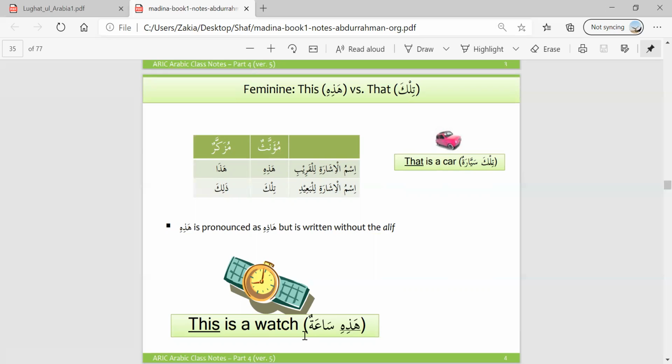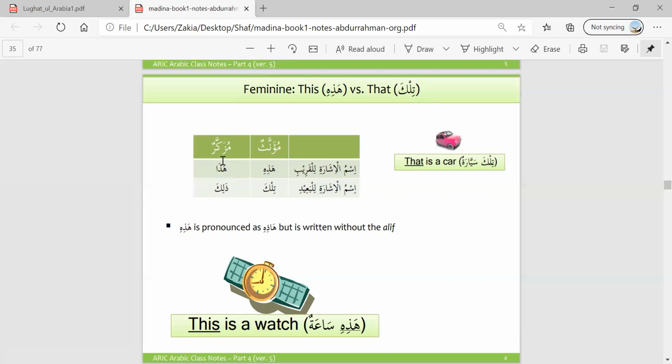As we've said, just because bayt has an open ta doesn't make it a feminine noun. So we'd say hadha baytun for a masculine. For a feminine, we say hadhihi sa'atun. And here you have siyaratun. You say tilka siyaratun. That is a car. We say tilka. We don't say dhalika.